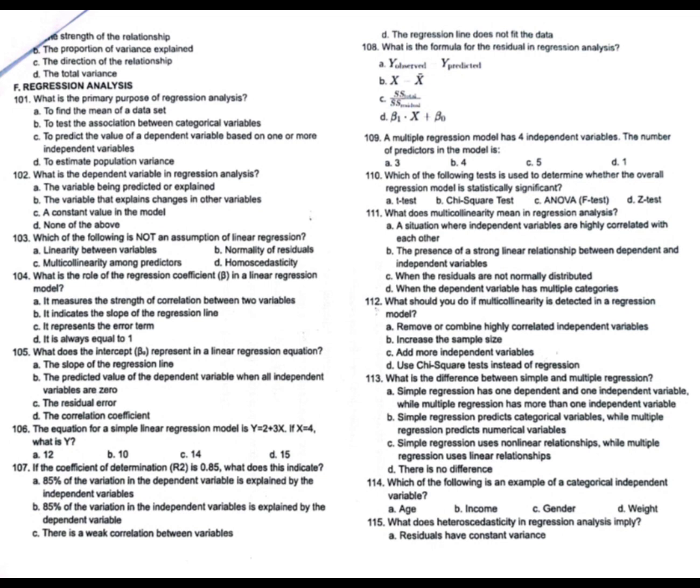Letter A. What is the difference between simple and multiple regression? Letter A. Simple regression has one dependent variable and one independent variable, while multiple regression has more than one independent variable. 14. Which of the following is an example of a categorical independent variable? Letter C. Gender. What does heteroscedasticity in regression analysis imply? The answer is letter B.